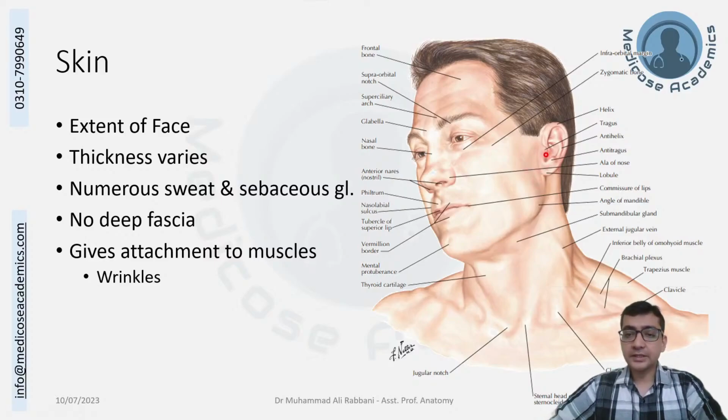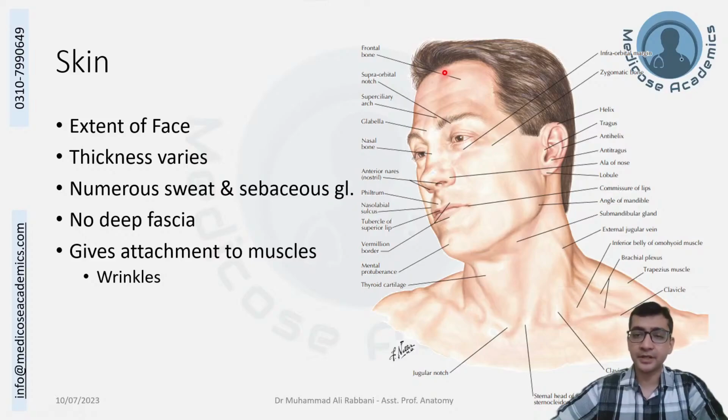Apart from that, the thing that you may notice on the face is basically the hairline. This hairline is not a definite anatomical landmark. It may have a variable location in different individuals, and that defines the upper extent of the skin. The lower extent is defined by this jawline.